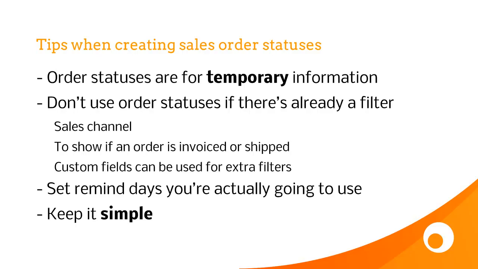On a similar note, don't use order statuses if there's already a filter for that kind of information. Have a look at the sales order list filters and see what's there. So don't create order statuses for sales channels. Don't create statuses to show if an order is invoiced or shipped. And if you want to, you can use custom fields for extra filters.